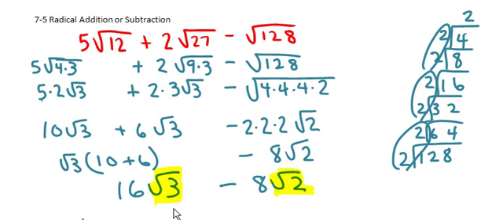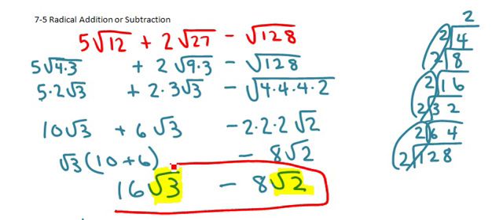Noting that a radical 3 is irrational, and as is a radical 2, we cannot combine these two terms, so our final answer has two parts. It is 16 radical 3 minus 8 radical 2. That is our exact final answer.